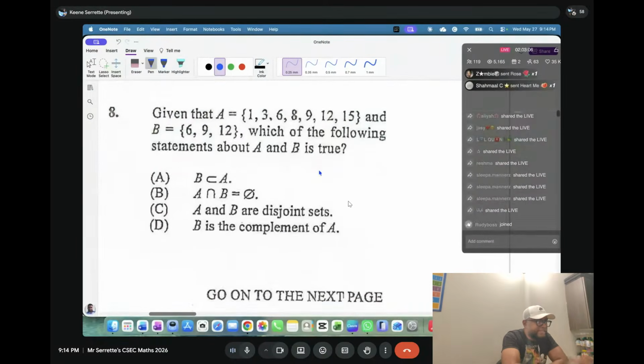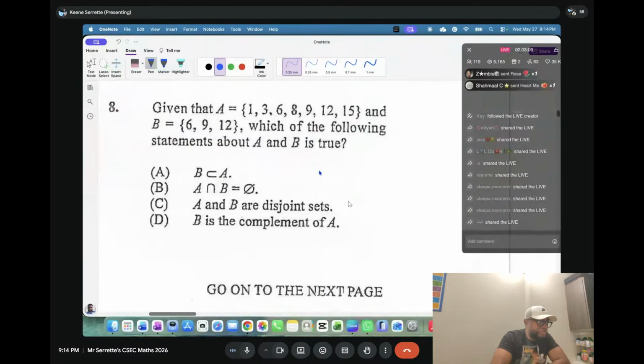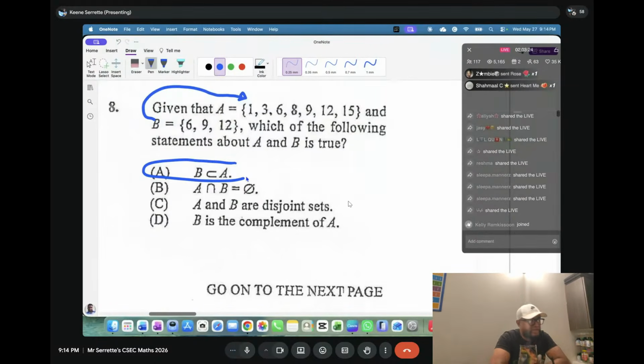Given that A is equal to 1, 3, 6, 8, going straight up to 15, and B is equal to 6, 9, 12, which of the following statements about A and B is true? B is a subset of A because all the elements of B are in A. So B is a subset of A.